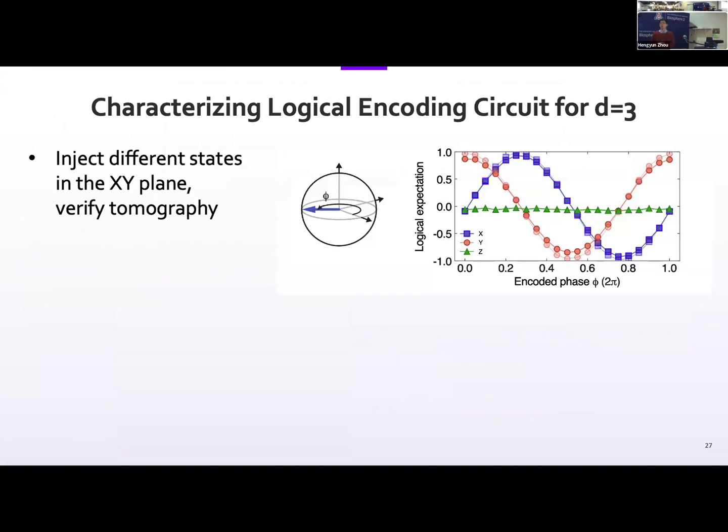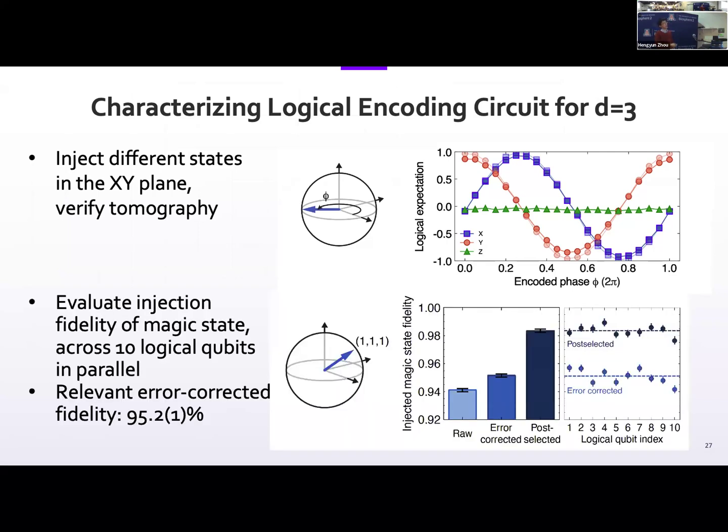So the first thing we want to confirm is that the encoding is indeed performed the way we want it to. Here what we're doing is putting in different states in the XY plane and then performing tomography along the XYZ directions in order to confirm that we have indeed prepared the state we want. You can see that there's this characteristic oscillation, which is very nice.